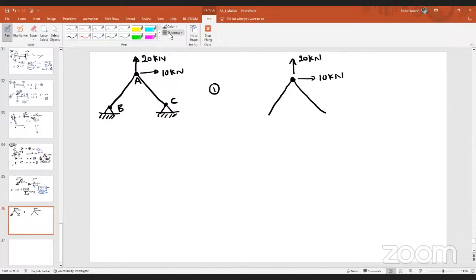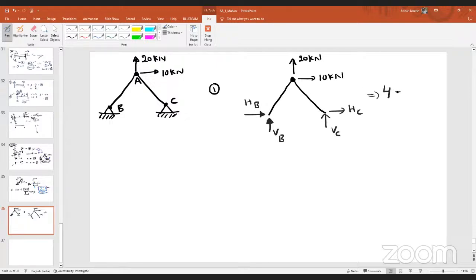Now tell me, how many reactions will develop at point B? 2, right? There will be some unknown force here, let's say vertical force VB, and also there will be some unknown horizontal force, let's say HB. Similarly, at C, how many unknown forces will develop? 2, sir. So let us say there will be unknown vertical force VC, unknown horizontal force HC, right? As of now, any doubt? No. So if I take the equilibrium of the entire truss, how many unknowns are there here? 2 plus 2, 4.